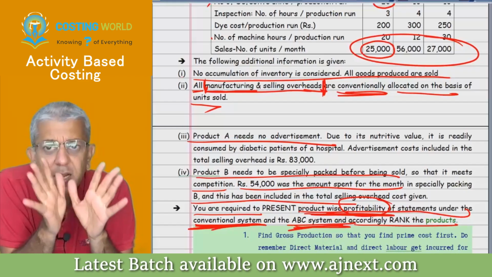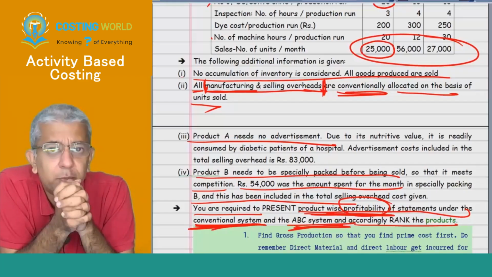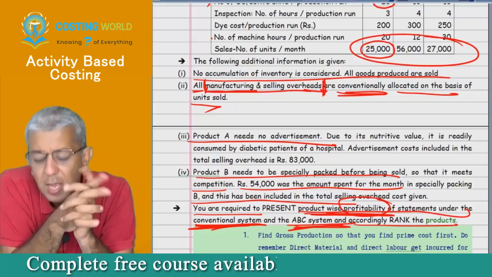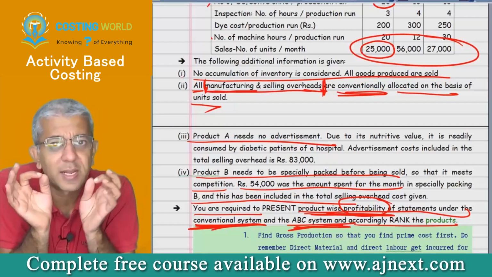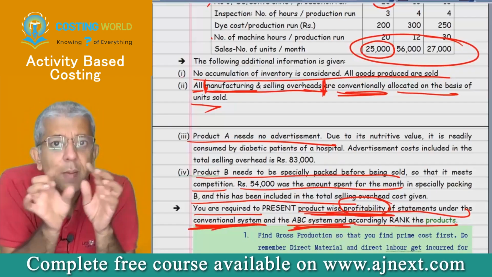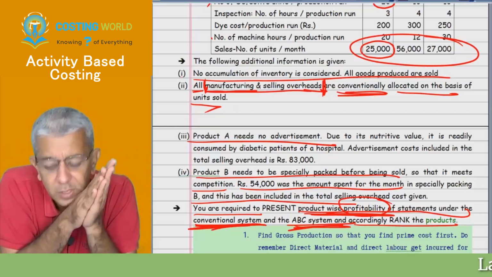Okay, so you rank the products based upon profitability. Profitability means total profit here. And how do you arrive at total profit? I'll do a simple calculation: total sales minus total cost. Okay, let's start it off.